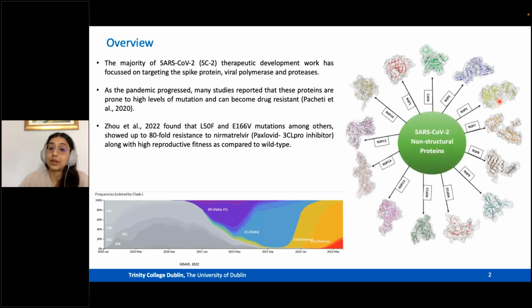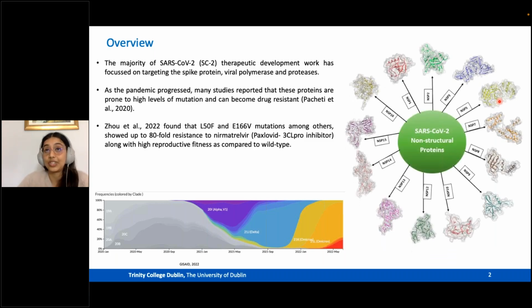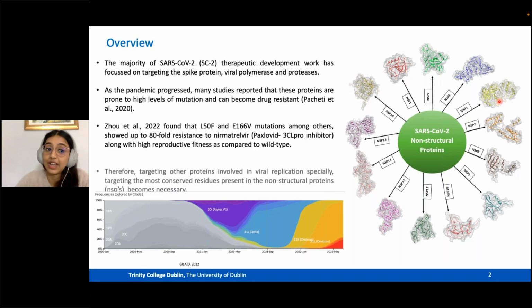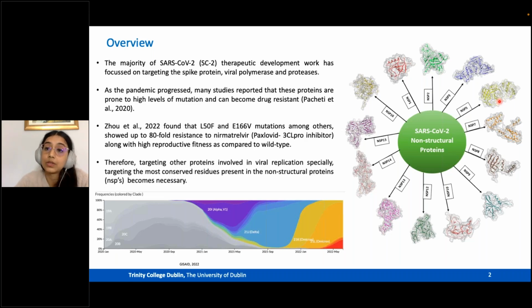Thus, it becomes very necessary that we shift our interest towards other viral proteins, such as the non-structural proteins. Not only that, it's highly necessary that we also target the most conserved residues that are present within the binding pocket of these non-structural proteins.